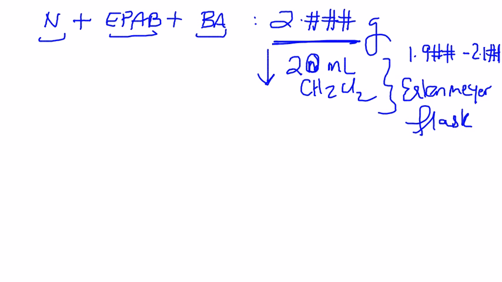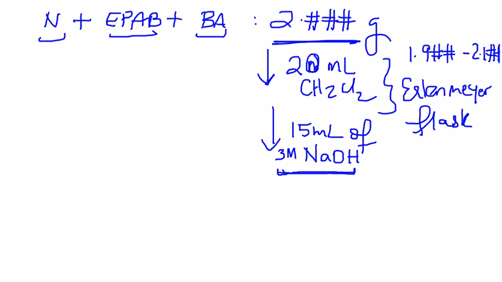You're going to then add to this mixture 15 milliliters of sodium hydroxide. The sodium hydroxide that you're going to use is the 3 molar sodium hydroxide. So in the hood, you will see two different kinds of sodium hydroxide. One of them is a dilute sodium hydroxide. The other is a more concentrated sodium hydroxide. It's the dilute one that we are going to use.